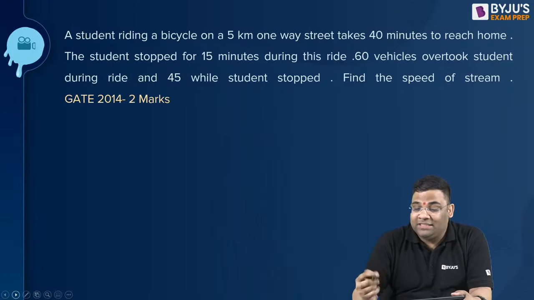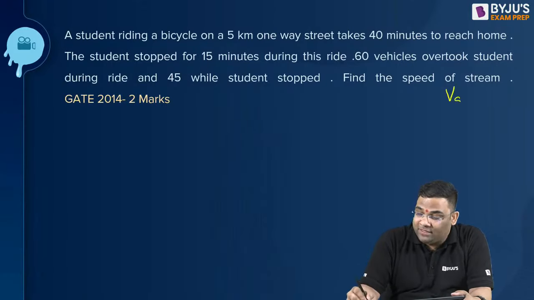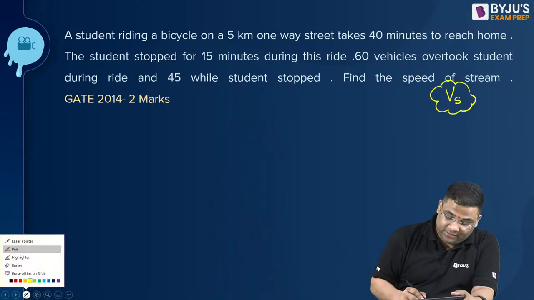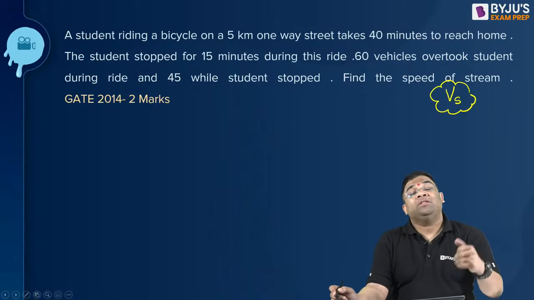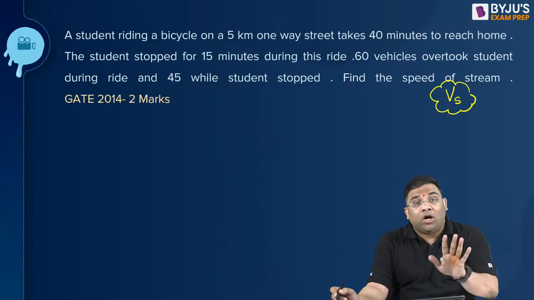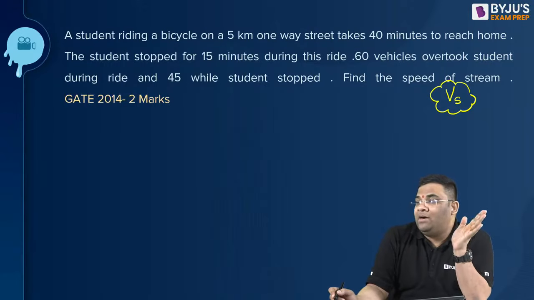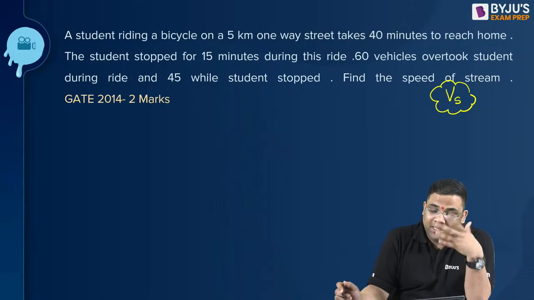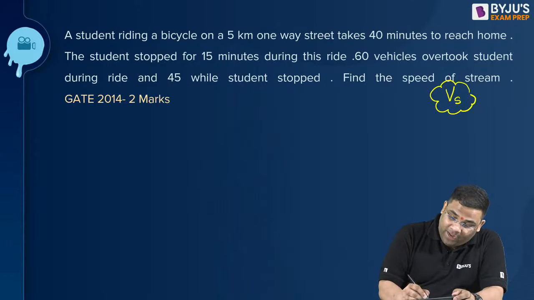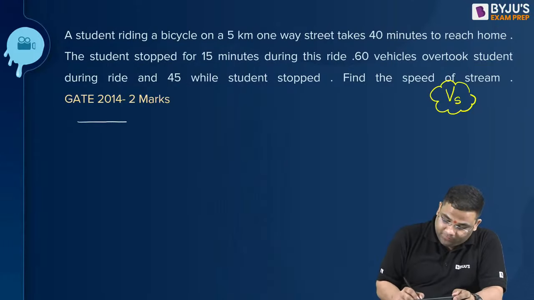Find the speed of the stream, that means Vs. This is a very interesting question asked in GATE, and they're asking a lot of questions related to this. Here we'll use the concept which was used in the floating car method. It is not exactly the floating car method, but I'll use the concept. What is this? Let us see. It is written that we have a 5-kilometer stretch.